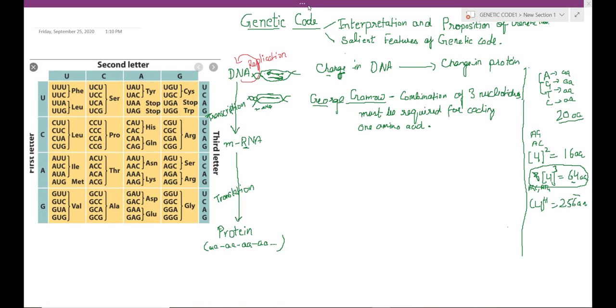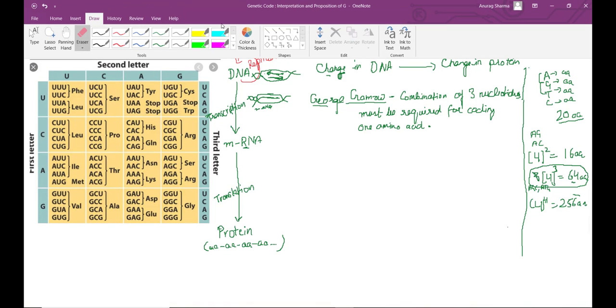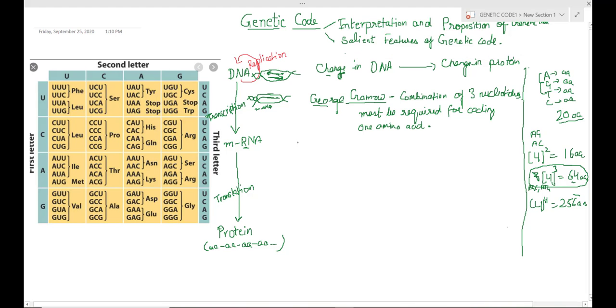The next scientist in this category is Dr. Hargobind Khurana. He was an Indian American scientist, and he synthesized the first gene. So Dr. Hargobind Khurana synthesized the first gene.